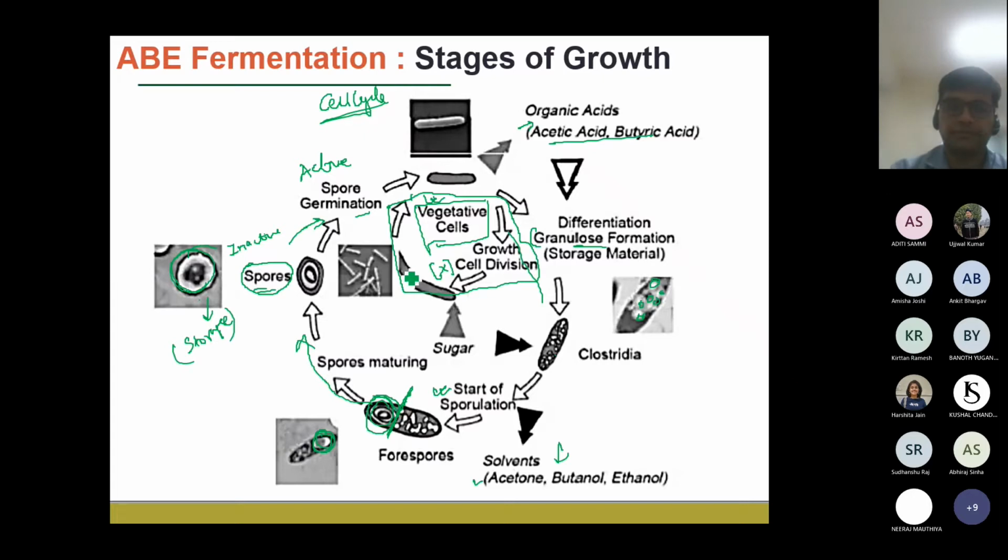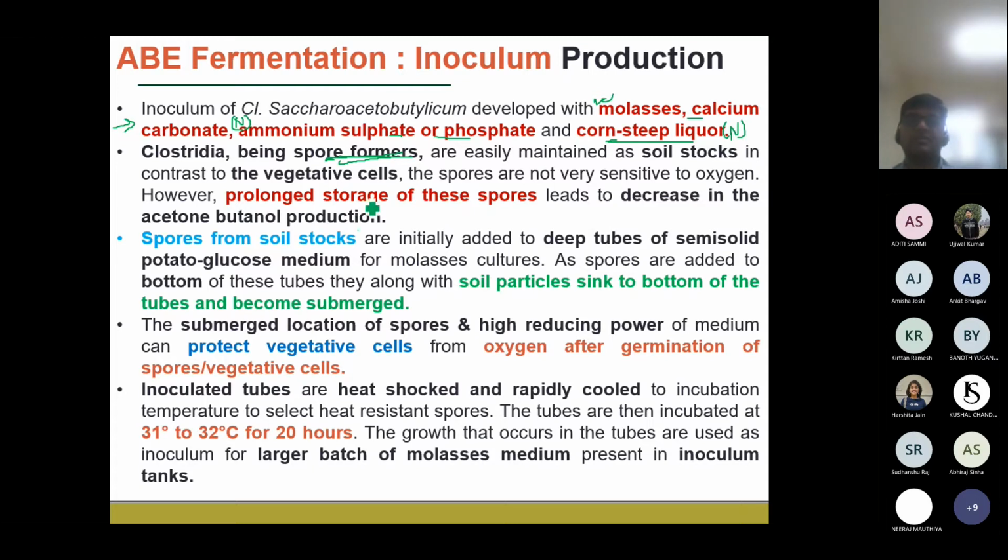Okay, so these are the stages of growth of the Clostridium species, and since it is in the sporulated structure initially, we have to do some additional steps to revive the spores. As I've already discussed, the acetone butanol fermentation is generally an anaerobic process, so the growth will take place in the absence of oxygen, right?